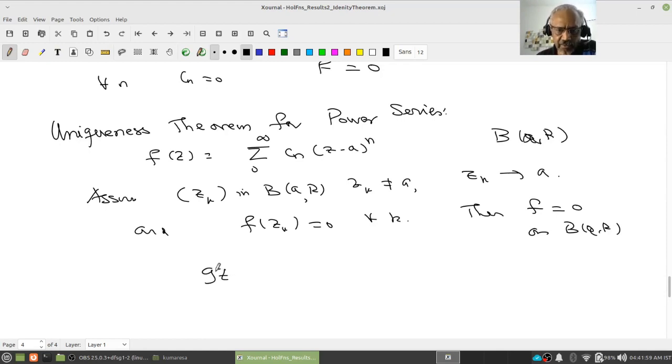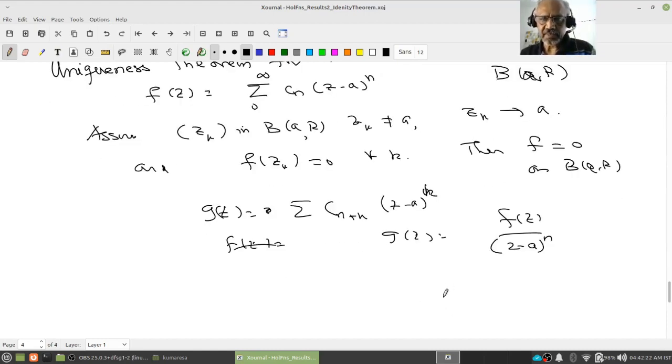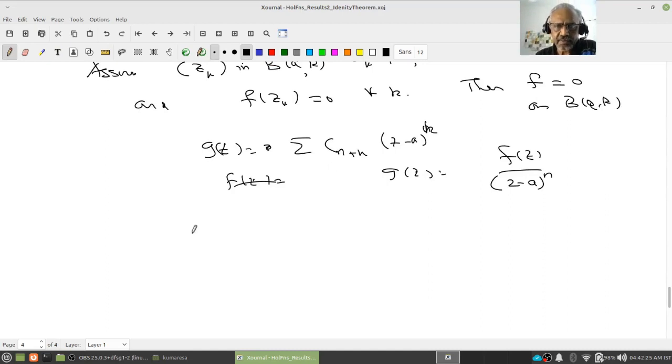For example, what will it be? g of z will be the sum of C(n+k) (z minus a) to the power k, etc. Therefore, g of z will be f of z divided by (z minus a) to the power n. The argument is the same. Okay. Understand this. Even though I proved it for the standard power series, with the center of the power series taken as a equal to 0.